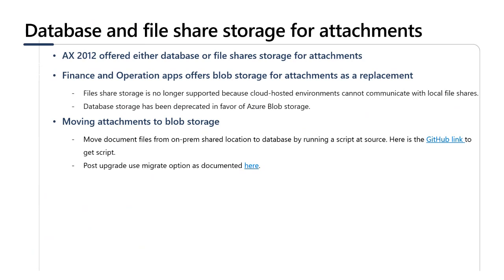So the key consideration here is that you need to move attachments to blob storage. If you have been using file shares, the first step is you have to move the documents from the file share into your database, into your 2012 database. We have already shared the GitHub script here. And once the documents are in the database, there is a post-upgrade migration option that allows you to move the files from your database back to the blob storage. So that's also documented in docs here.